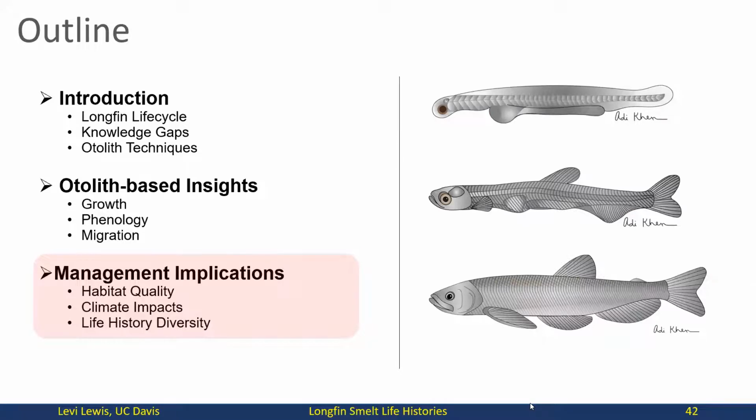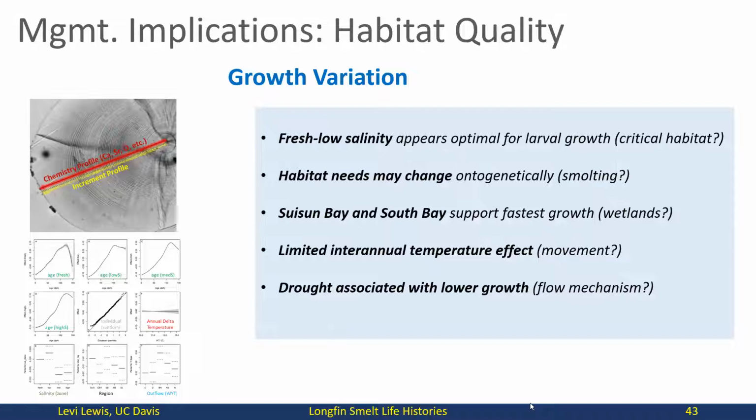Okay, so what does this all mean for management? We've shown, based on these otolith data, it suggests that fresh and low salinity habitats are optimal for larval growth. We've already demonstrated or discussed those habitats as being critical habitat for longfin smelt, and this is just another piece of evidence indicating that, yeah, low salinity habitats, good for young smelt.